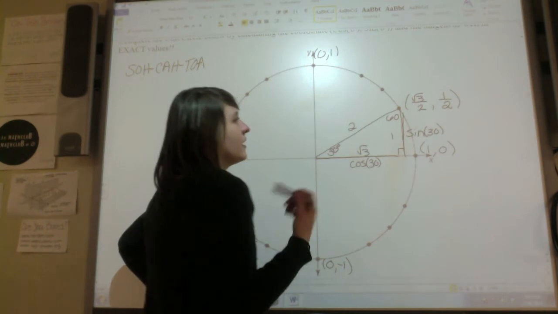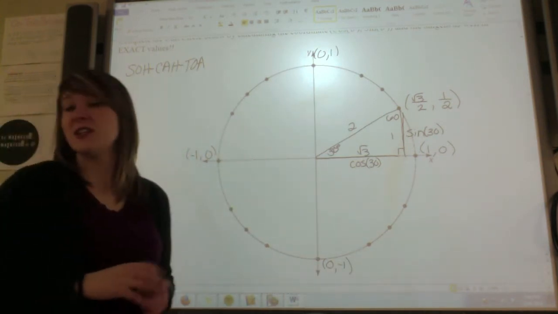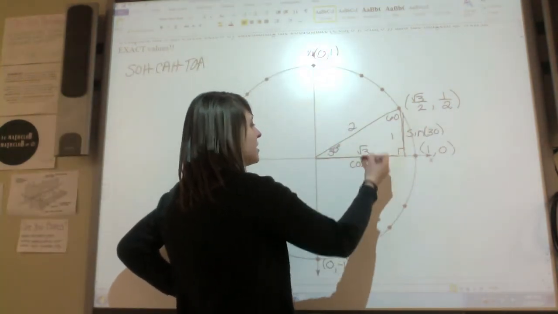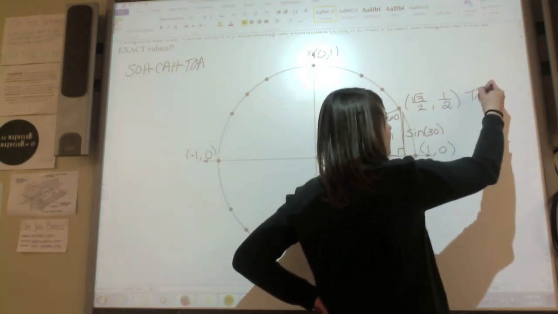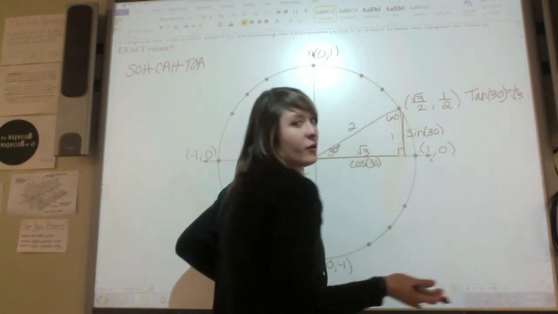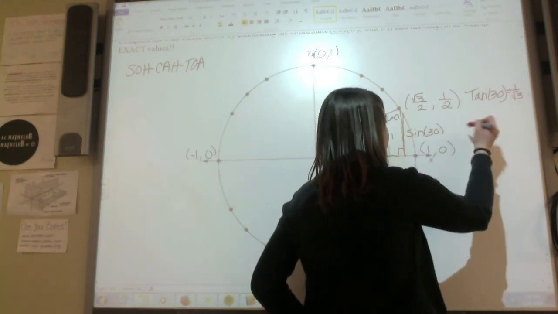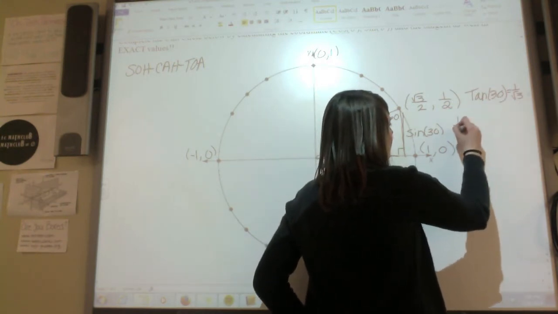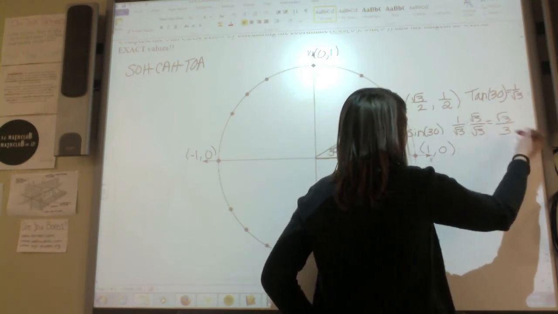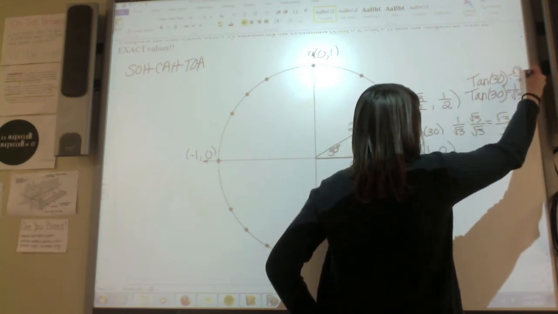Okay, and then I can also use that to come up with my tangent values. So my tangent is opposite over adjacent. My opposite right here is 1, and my adjacent is square root 3. So the tangent of 30 degrees is going to be 1 over square root 3. But of course, I have to change that because right now square root 3 is in my denominator, which is not appropriate. So I have to rationalize that. I have 1 over square root 3 times square root 3 over square root 3. That gives me square root 3 over 3. So my tangent of 30 degrees is square root 3 over 3.